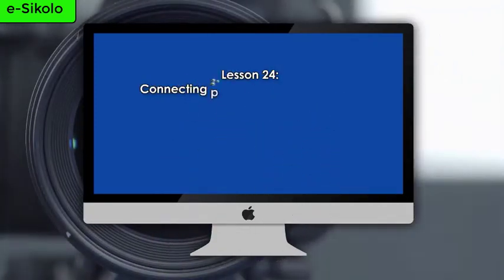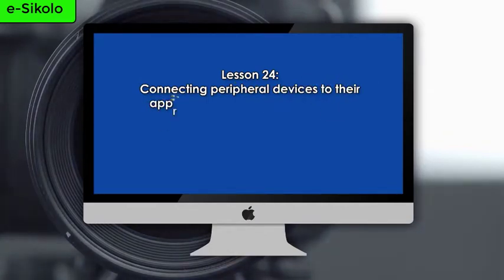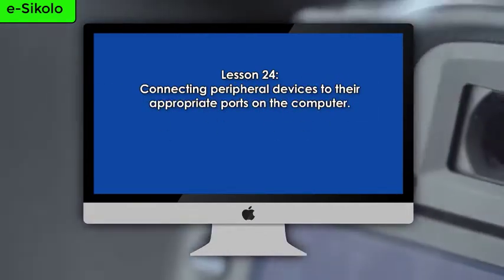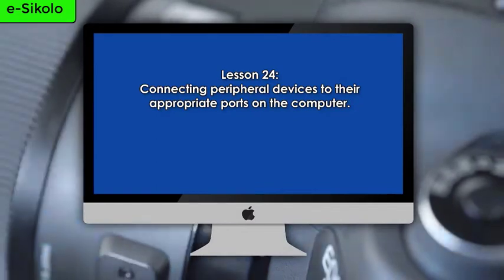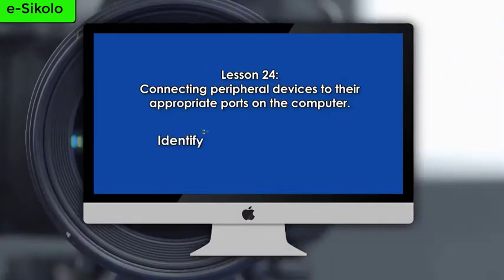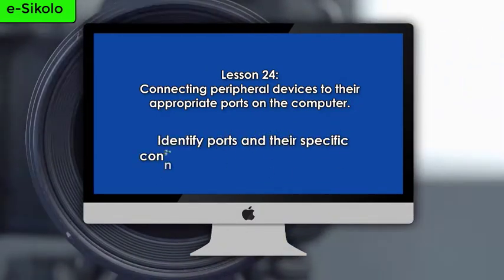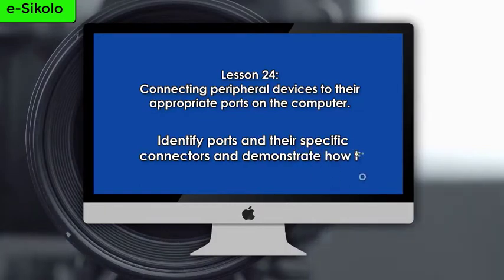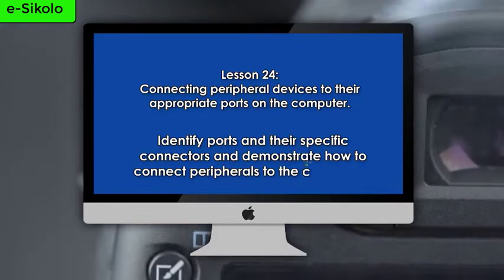Lesson number 24, connecting peripheral devices to their appropriate ports on the computer. By the end of this lesson, you should identify ports and their specific connectors and demonstrate how to connect peripherals to the computer.